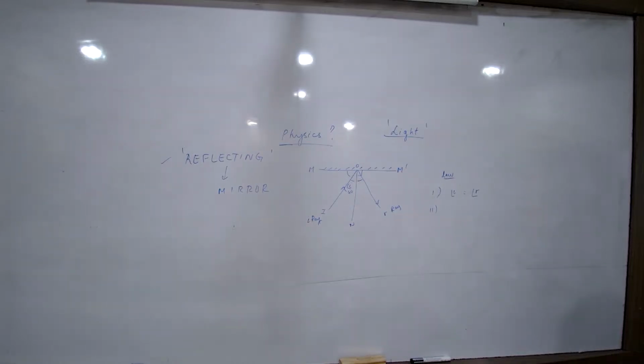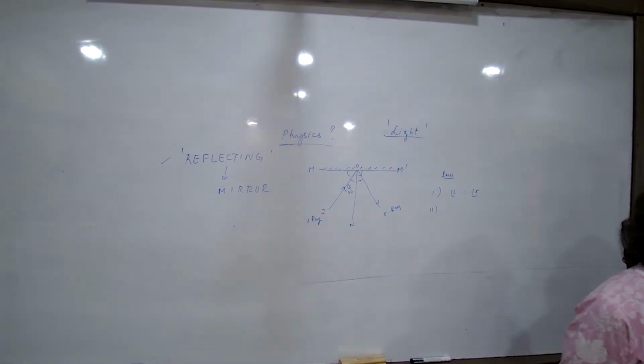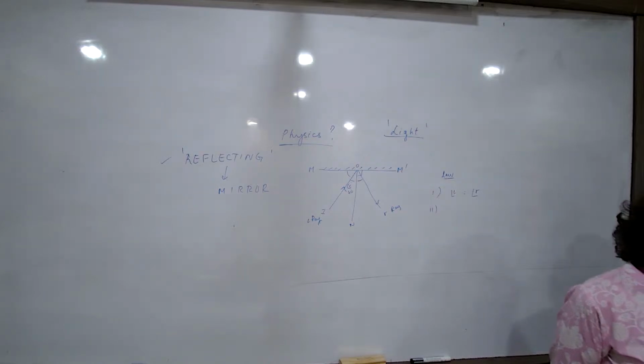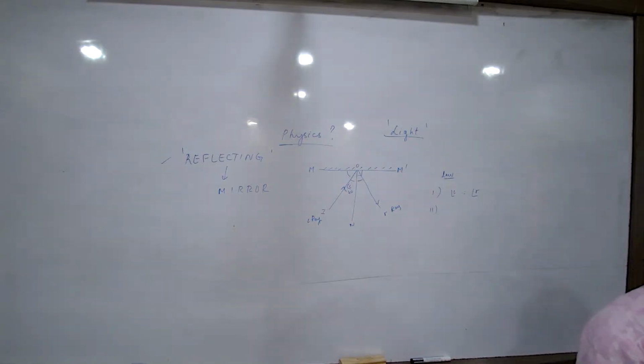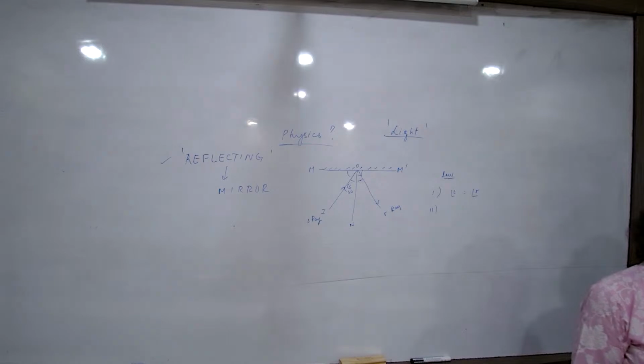Second point is there in your book. Did you see this page? Second point: the incident ray, the reflected ray, and the normal to the mirror at the point of incidence all lie in the same plane. What does the plane mean? This is the plane. Here, this is the plane. At the point of incidence, they are on the same plane. All lie in the same plane.